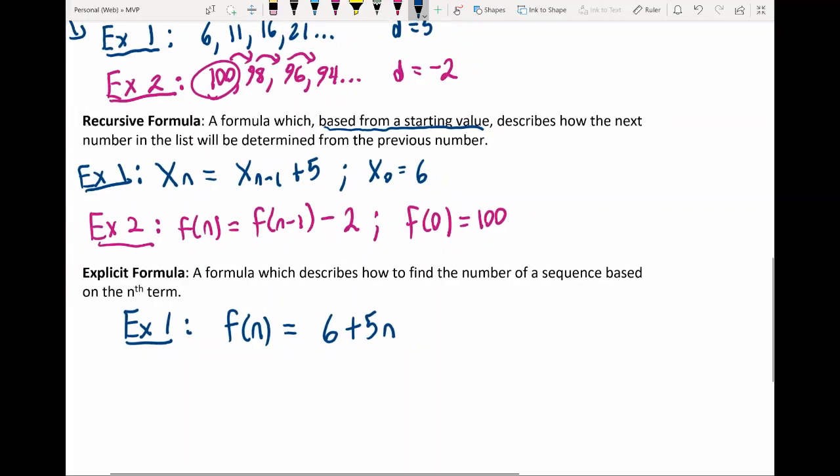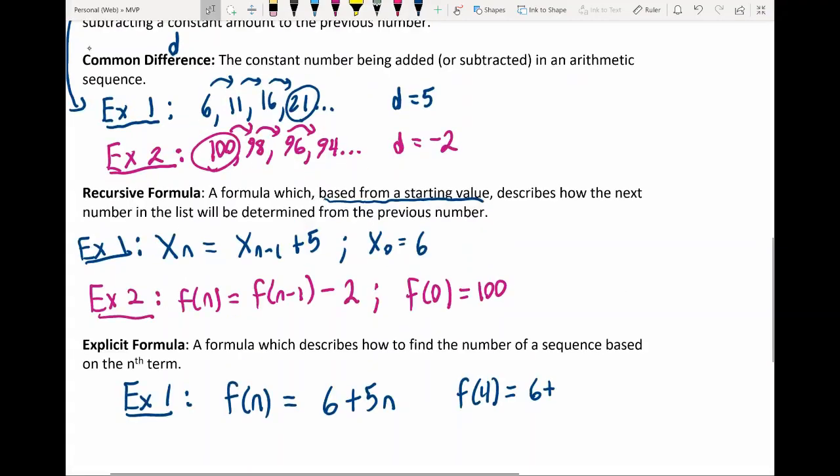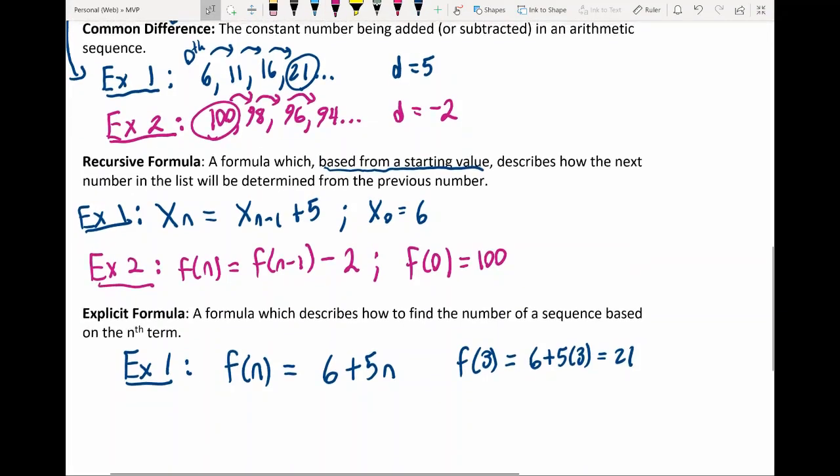And let me just show you how this works. So we know that the 4th number in the list is 21. So f of 4 would be 6 plus, oh sorry, so this is where the 0 becomes important. So if this is the 0th number in the list, that would actually be the 3rd number, f of 3. So it would be 6 plus 5 times 3. So the 0th term, 1st term, 2nd term, that's the 3rd term. And that would be 21. So it matches and the formula works.